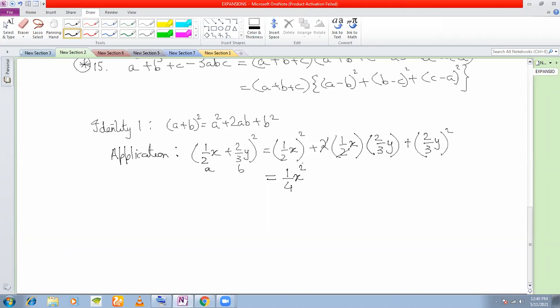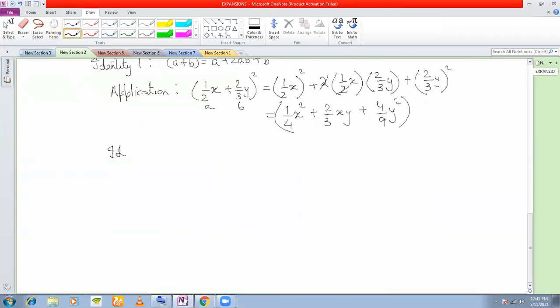and here what will happen? This two will cancel, and what are you left with? You're left with plus 2/3 xy, and here you have 2/3 square, so this becomes 4 by 9 y square. So this is your answer. This is one application.